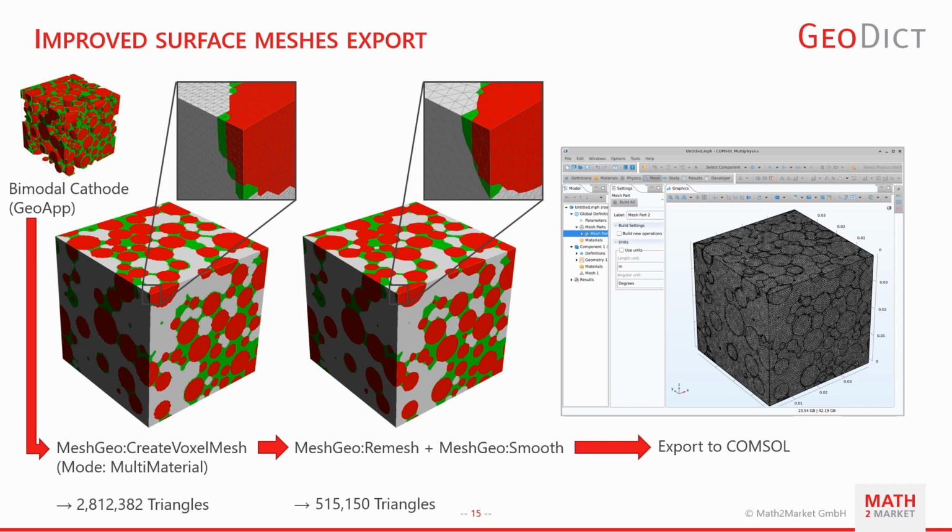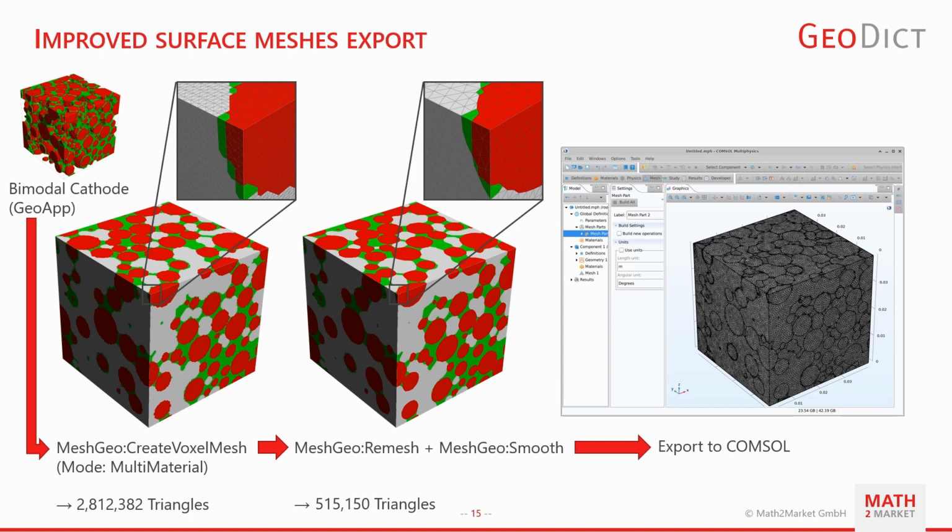Sometimes one might want to do a specific simulation on such a geometry model outside of Geodict, for example with COMSOL or ANSYS. One way to do this is the export of a high-quality surface mesh of the geometry model. This workflow is shown here for a cathode geometry.